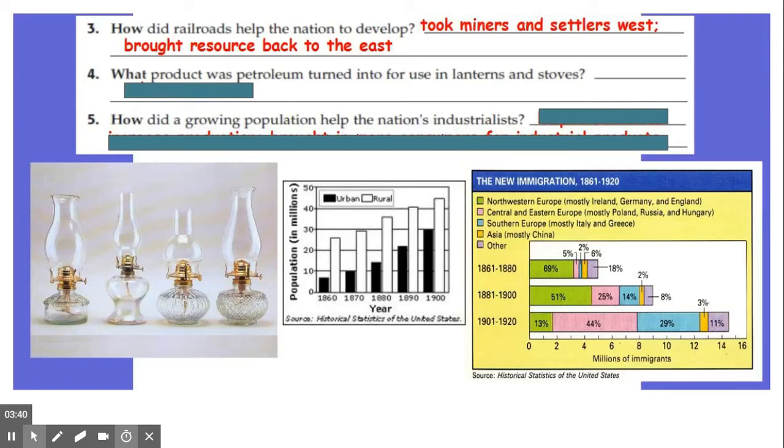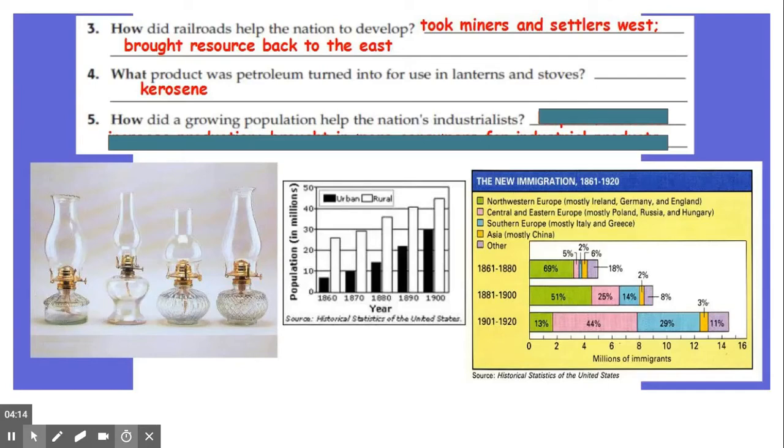Number four, what product was petroleum turned into for use in lanterns and stoves? And the product is kerosene. Before this period of time, lamps in homes were actually fueled by whale oil, which was really expensive because it was so hard to obtain. But as we start using kerosene, the price comes down. And it actually leads to a lot of people being able to light their homes at night, changing our lifestyle here in the United States.